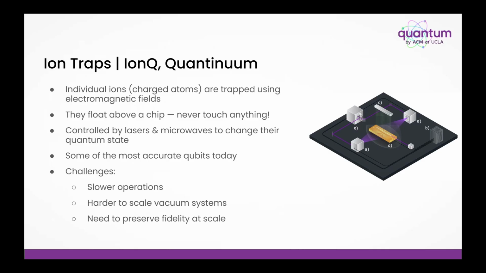Because we're manipulating atoms directly, ion traps can achieve very high fidelity. By very high fidelity, I mean gates and operations that have very high accuracy and low error rates. Some of the most accurate quantum gates out there are based on this technology. However, they're slower than other types, and building a scalable version of the ion trap chip is extremely hard and an open problem right now.